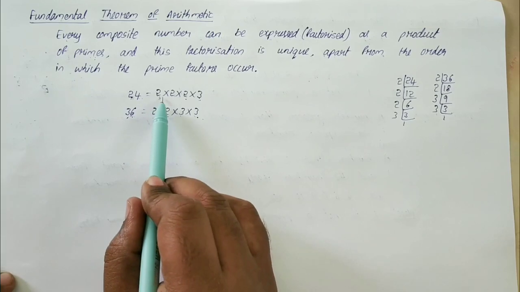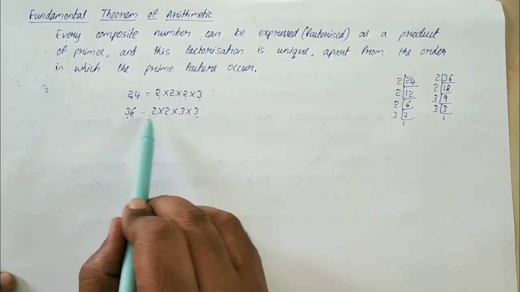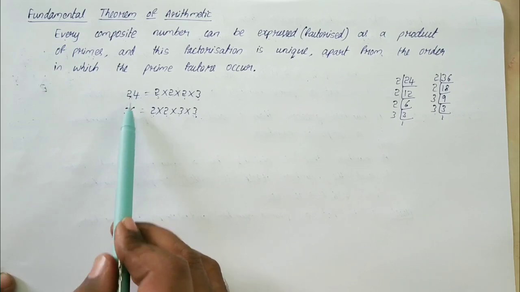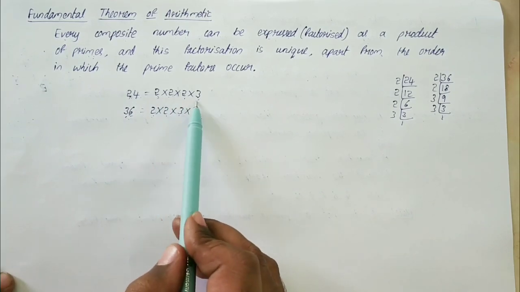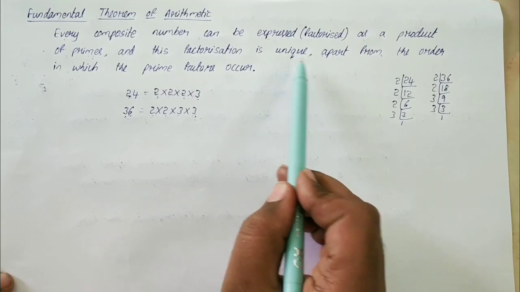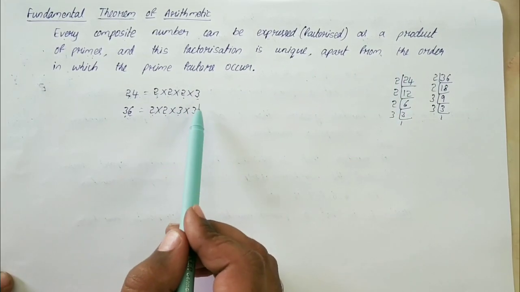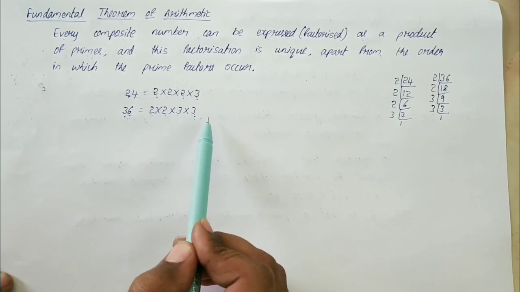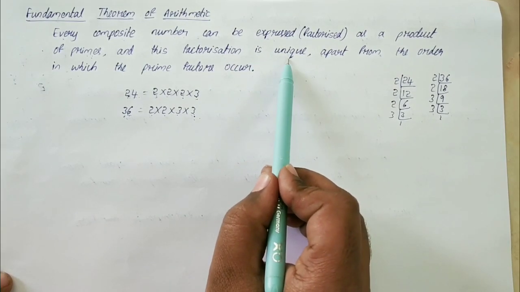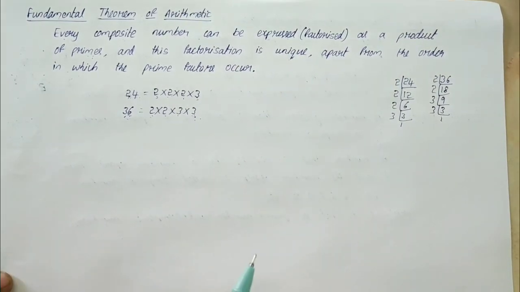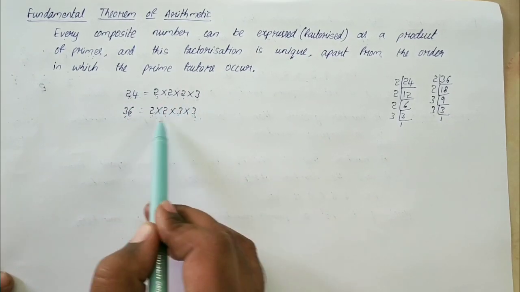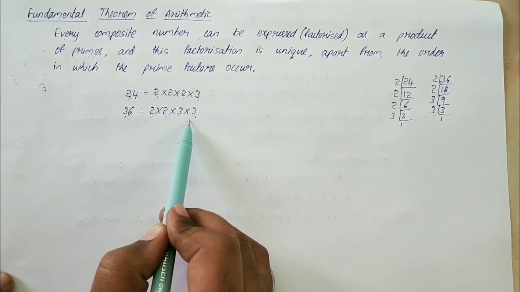So 24 can be written as 2 into 2 into 2 into 3. 36 can be written as 2 into 2 into 3 into 3. Right. So we have expressed these composite numbers as a product of primes. Next, the factorization is unique apart from the order. So here the order doesn't matter. Then what do you mean by factorization being unique? Unique means different. So there are no two composite numbers having the same factors.